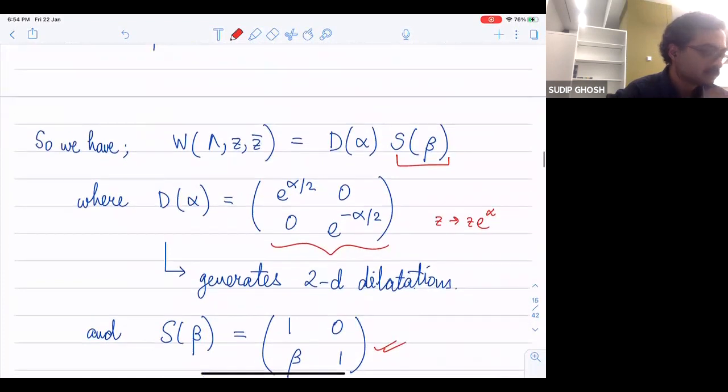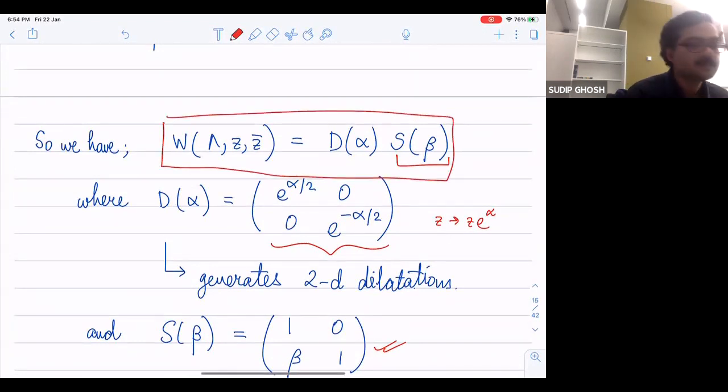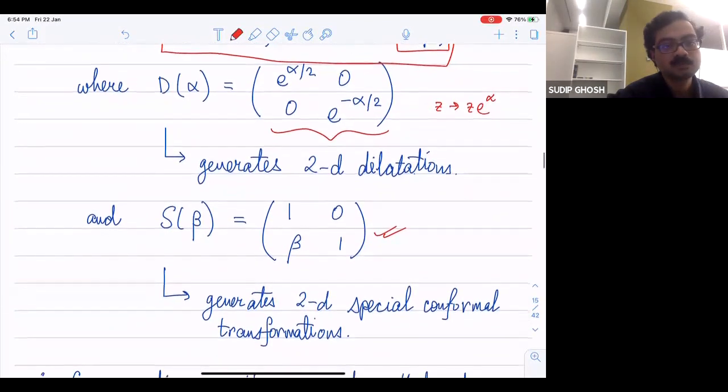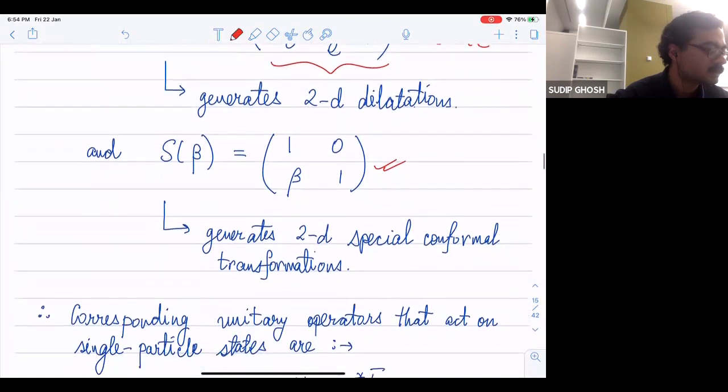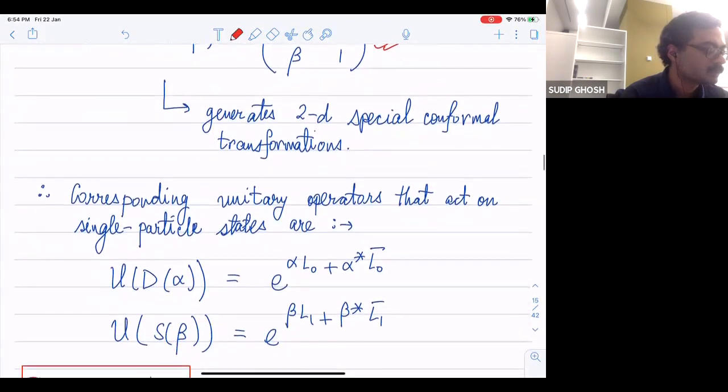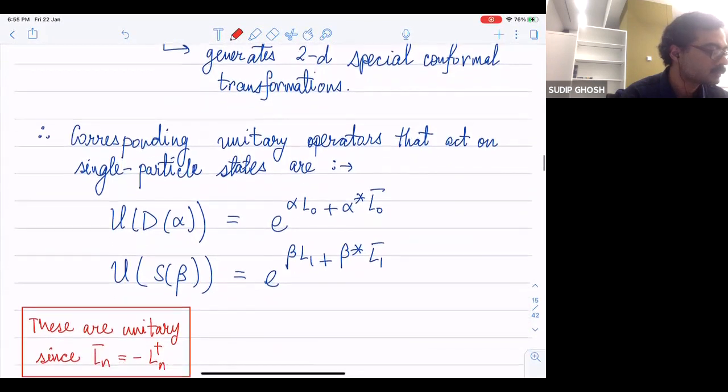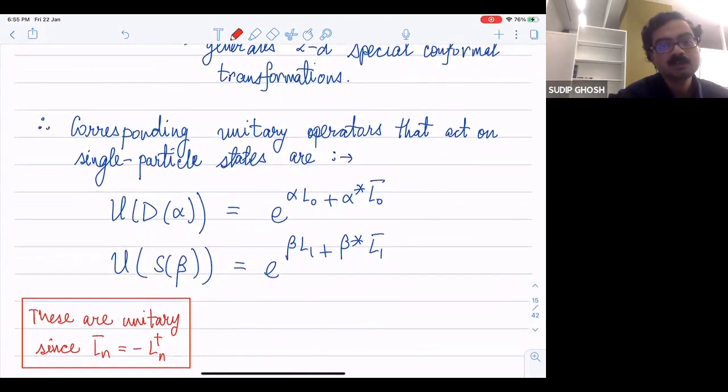So with that, we have succeeded in computing what this little group element is. But what we wanted to see was the action of this on single particle states in the Hilbert space. So we need to compute the corresponding unitary operator, which will implement the action of this symmetry generator on the Hilbert space. The corresponding unitary operators are given by something like this.